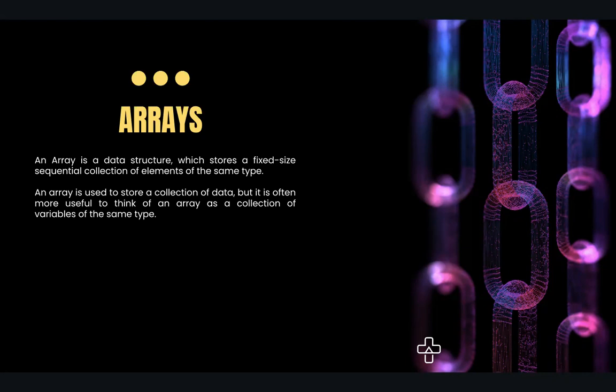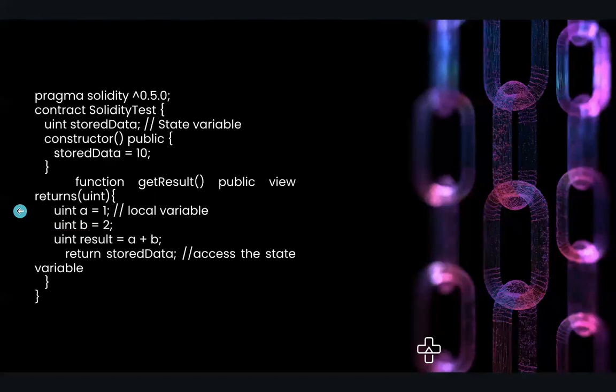So basically, an array is a data structure that stores a collection of elements, and these elements are identified by an index or a key. It is used to store a collection of data, but it's more useful to think of an array as a collection of variables of the same type. See why we talked about variables first. Now, an array can be used to store variables of the same type.